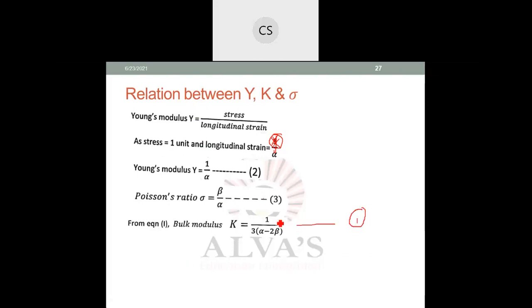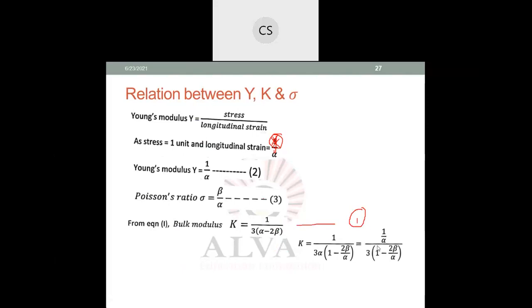Okay, k is equal to 1 by 3 into alpha minus 2 beta. Now it is simple, just rewriting mathematical. Let us rewrite that expression of k. What we will do is, let us take alpha as a common term, whatever we did in the relationship between Young's modulus, rigidity modulus and sigma. There also we took alpha as common outside. In the rigidity modulus expression, same thing we are going to do here also. Take alpha as common factor.